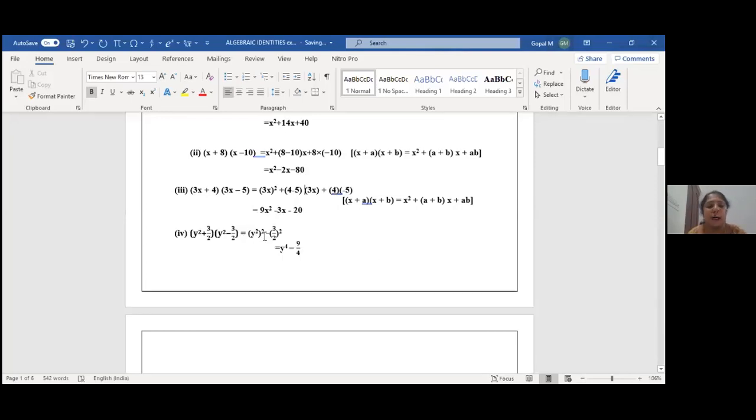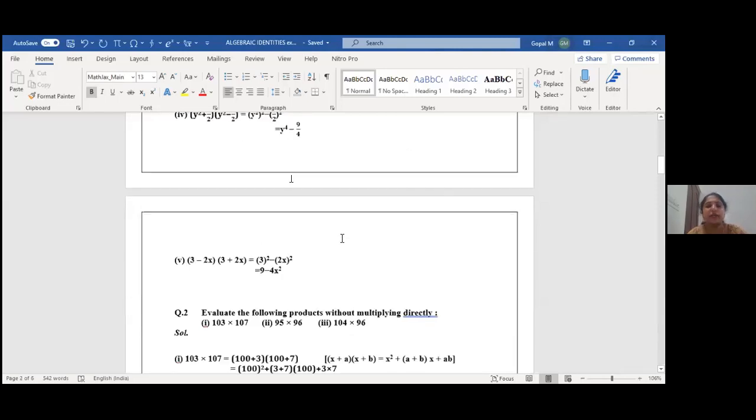And the fourth question is completely based on a square minus b square. (a plus b) into (a minus b) is a square minus b square. (y square) whole square is y to the power 4, minus (3 by 2) whole square is 9 by 4. Am I clear, children? Ma'am, we should solve all this with the help of identities, no ma'am? Yes. At the beginning itself it is mentioned.